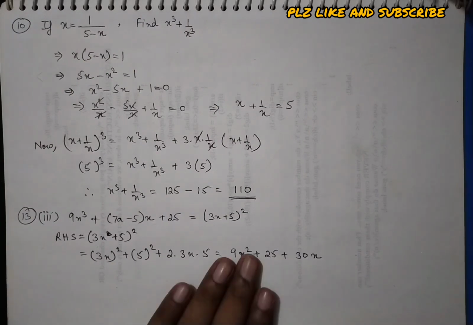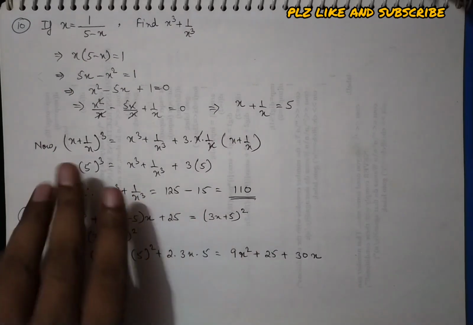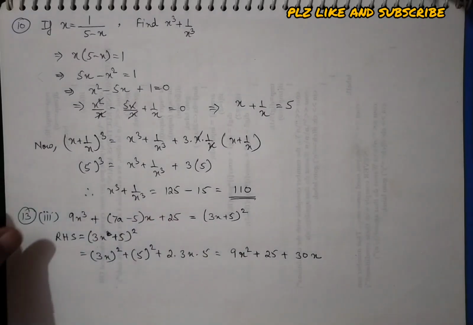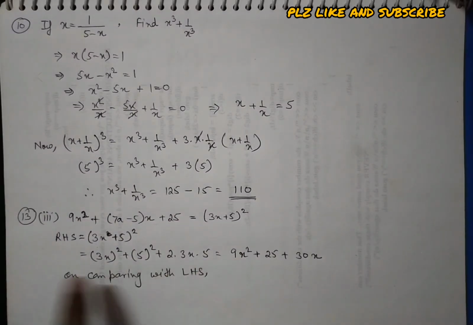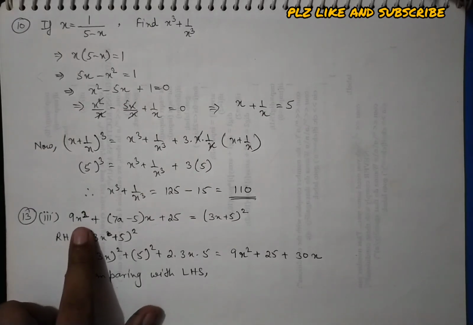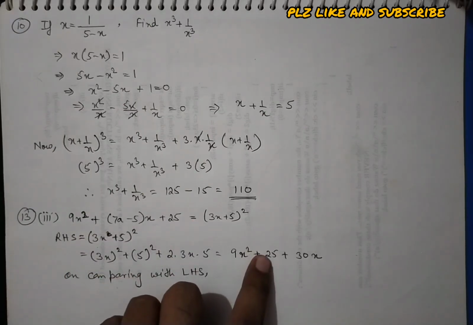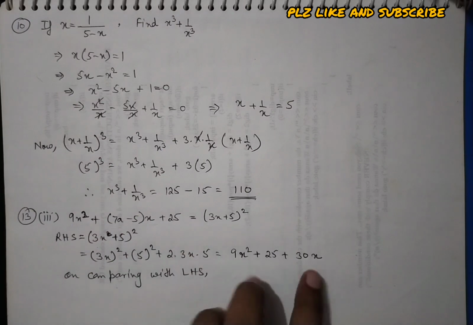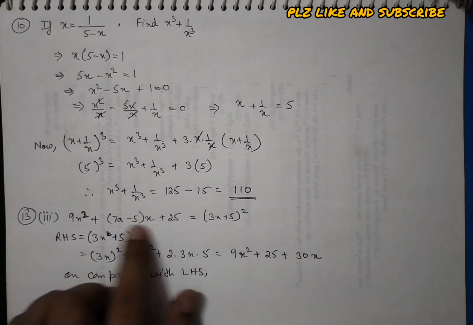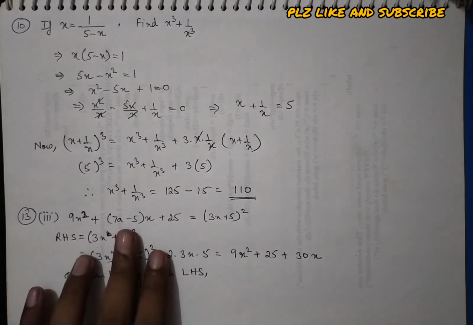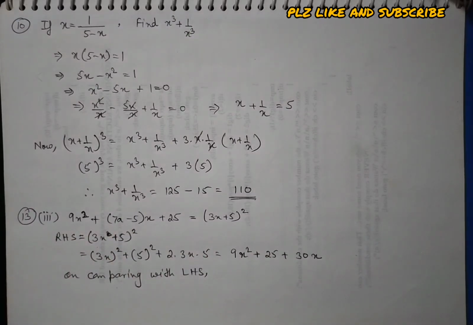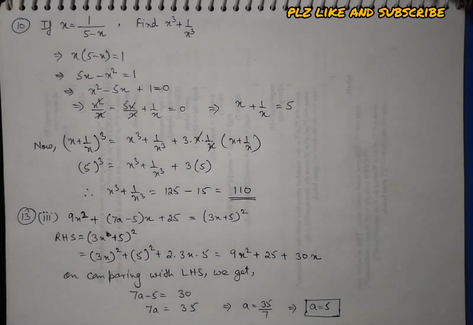Now we are going to compare with the LHS, and on comparing with the LHS we see that 9x square is the same as over here 9x square, then 25 is over here again. So these two are to be compared. The coefficient of x is 7a minus 5 and here it is 30. This means 7a minus 5 is equal to 30. And here on comparing, 7a equals 30, we have got the value of a as 5.